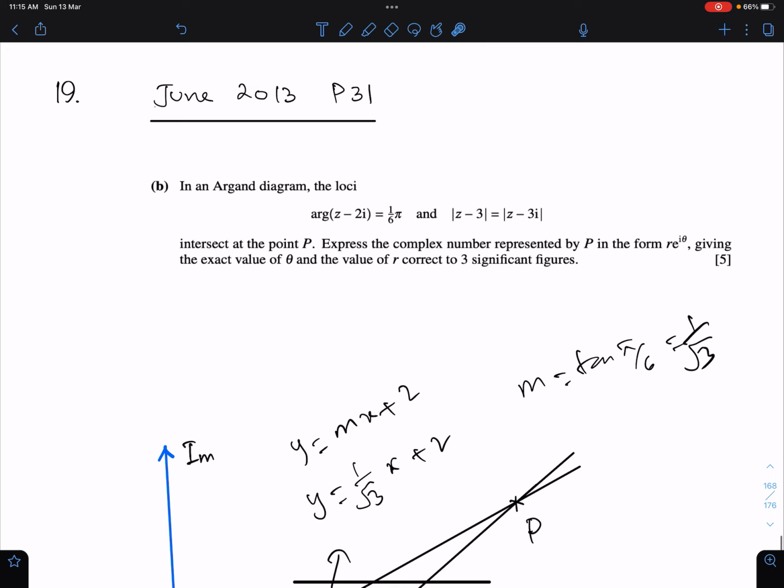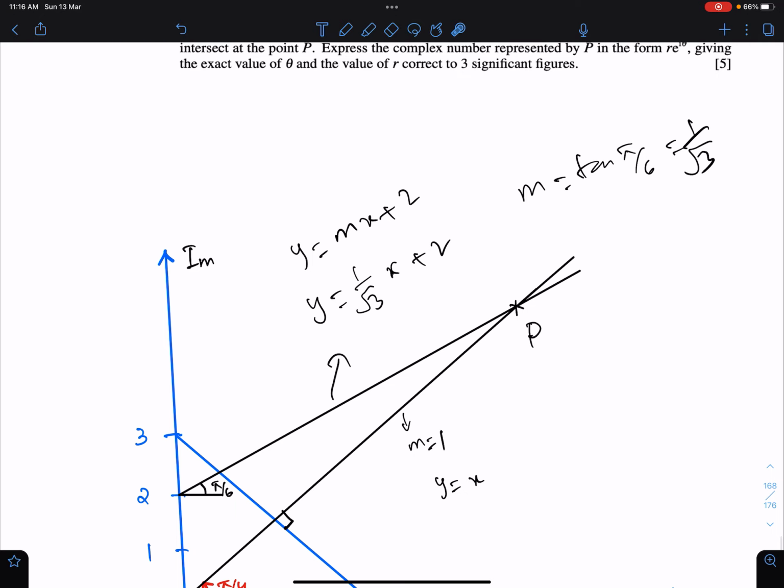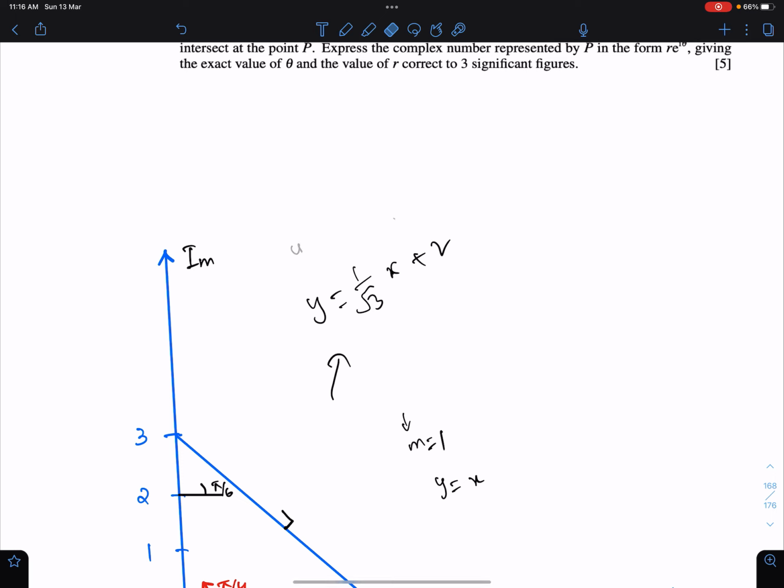Past paper question, June 2013, paper 31. In an Argand diagram, the loci intersect at P. Express the complex number represented by P in this form, giving the exact value of theta and the value of r correct to 3 significant figures. Let's understand how to sketch these two loci.